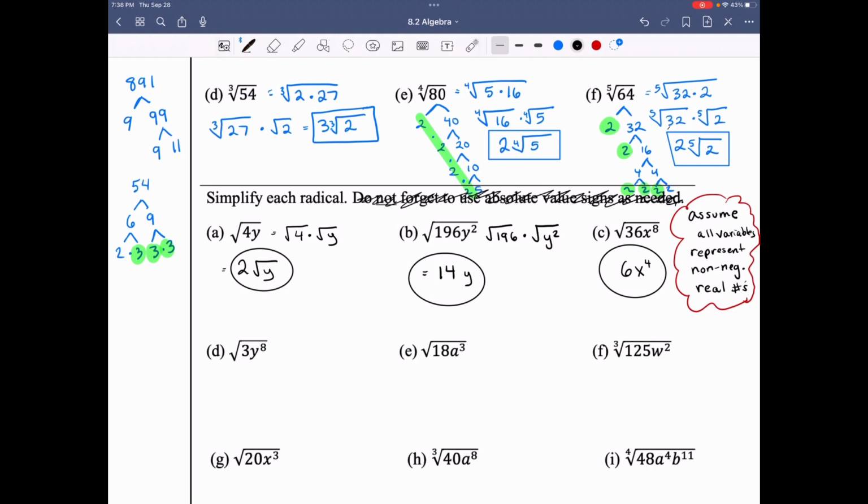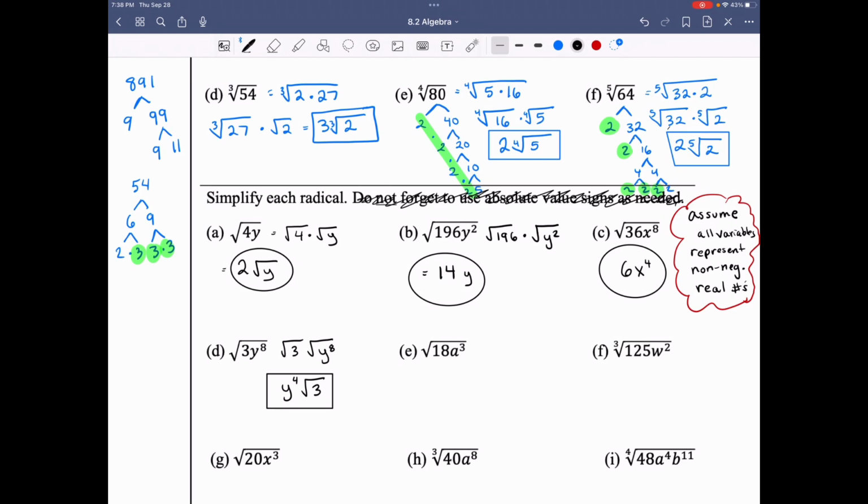Moving on to D. This is the same as the square root of 3 and the square root of y to the 8th. We're going to divide 8 by 2 so that we get y to the 4th. And then the square root of 3 stays the square root of 3 because we can't take the square root of 3 and get something that's rational. It would be an irrational number.